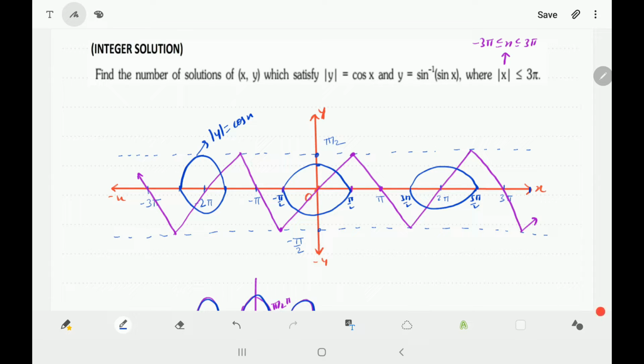So number of points of intersection are 1, 2, okay, 3, 4, 5, 6. So total values of x comma y ordered pair are 6. So the number of solutions for this problem is 6.